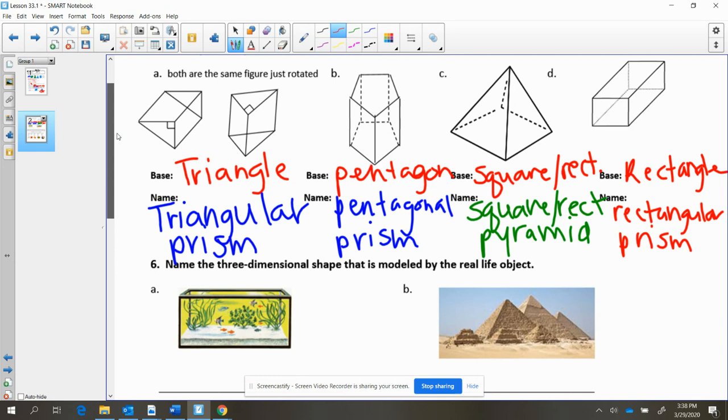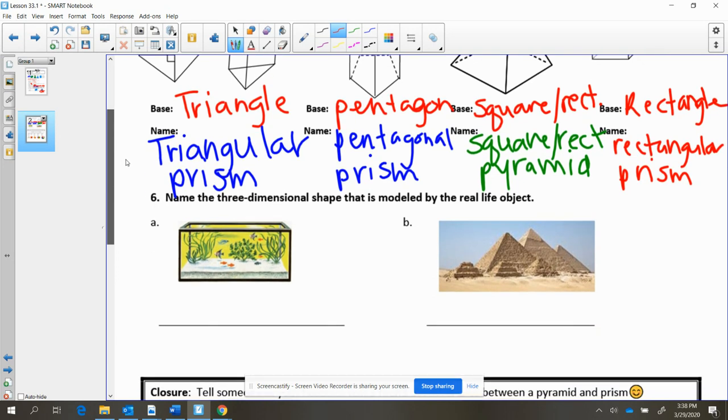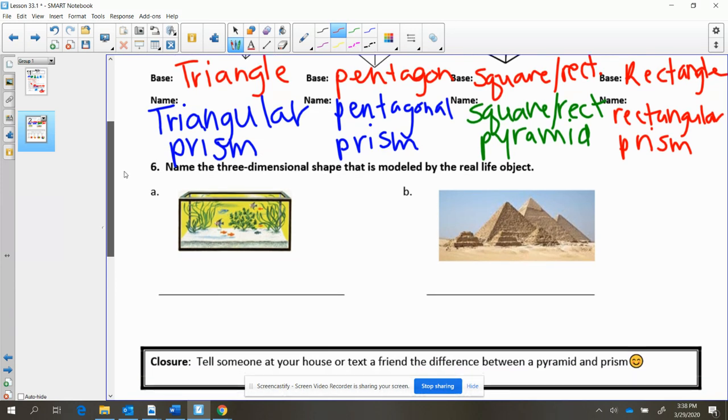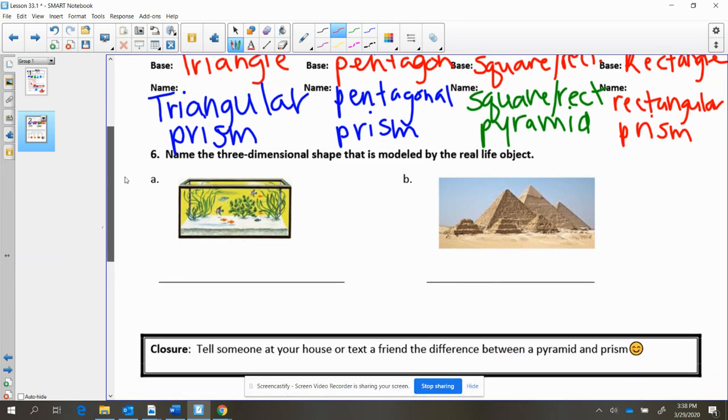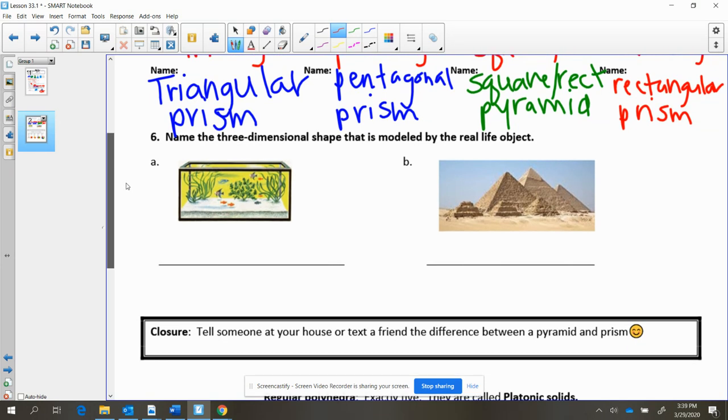All right, finally down here we have some three-dimensional objects from real life. Now you hopefully are able to identify pretty quickly what A and B are. Either pyramid or prism, right? But again, we want to be specific in what type of base they have. So for this first one, we're going to call this one a rectangular prism.